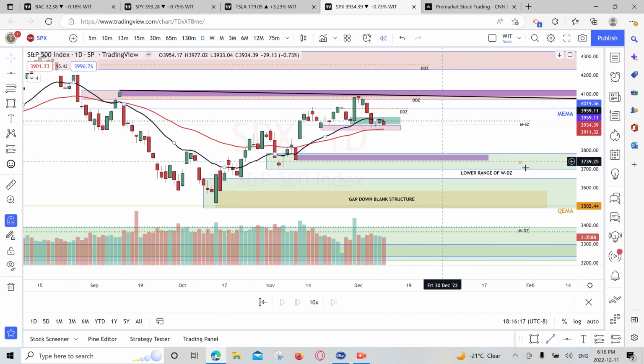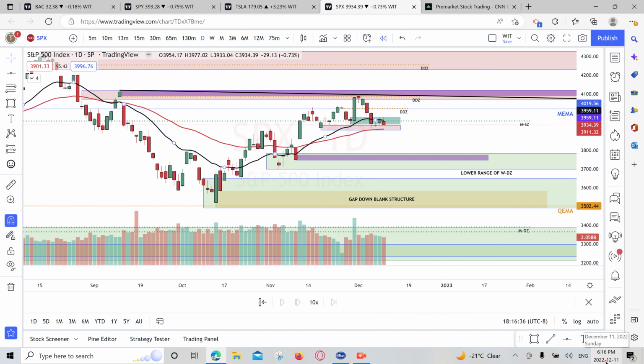And there's another, these green boxes are actually weekly demand. That's why I'm not going long on daily, because daily would definitely be broken, because pending orders are coming from monthly and weekly supply zones. So if this is broken, which should be broken, honestly, it's going to go down.